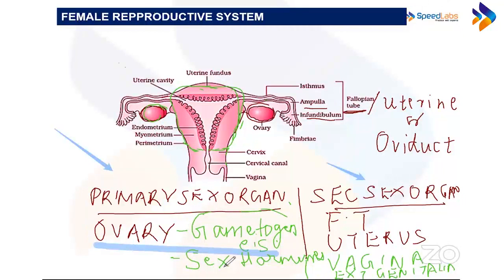उनके बारे में we will talk in the coming up sessions. Okay. So primary sex organ is ovary. Ovary helps in gametogenesis या oogenesis बोल सकते हैं in case of female, and it also produces the sex hormones. और secondary sex organs में you have the fallopian tube, ठीक है? You have this oviduct, you have the uterus.